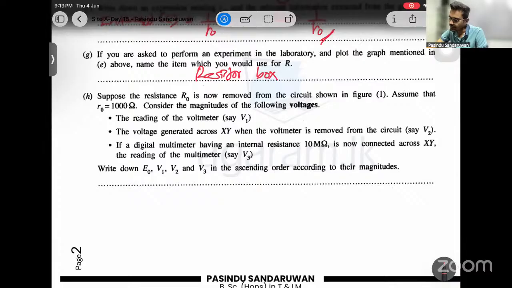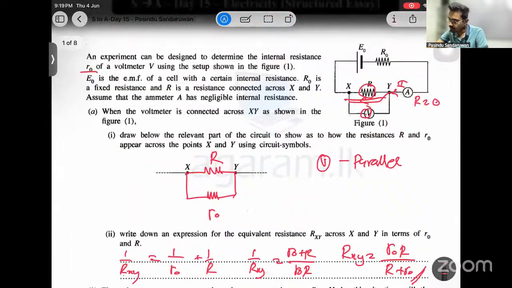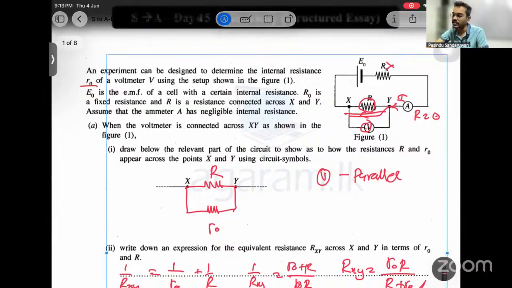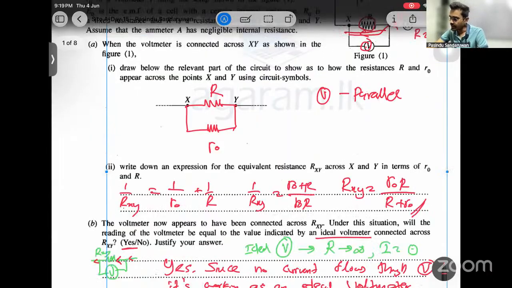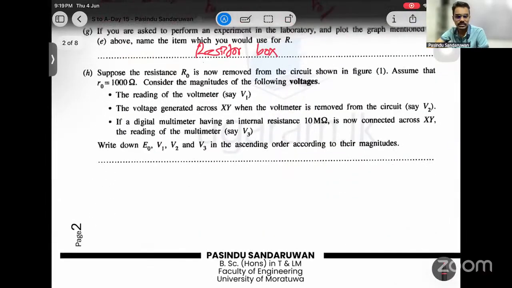Suppose the resistance R naught is now removed from the circuit shown in figure 1. Assume that R naught equals 1000 ohms. Capital R naught is removed. That one is removed, right? And the internal resistance of the voltmeter is given as 1000 ohms.